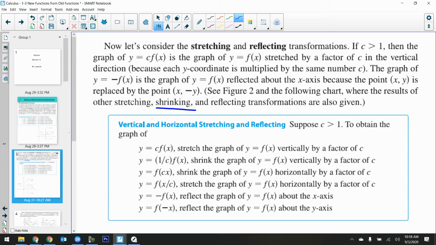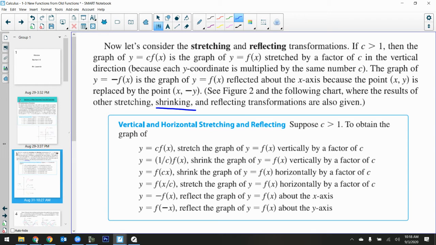Okay, so let's consider the stretching and reflecting. Stretching and compressing deals with multiplying the function by a factor, like a scale factor, a constant, a value. For the verticals, that's when I multiply it on the outside. The constant must go on the outside. It must happen to the entire f of x. That's when a number is being multiplied on the outside.